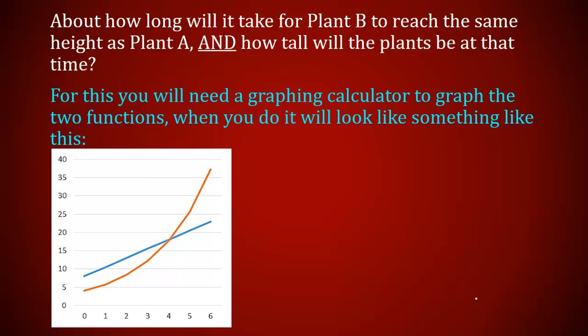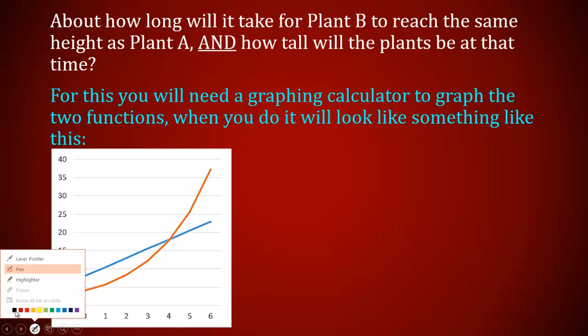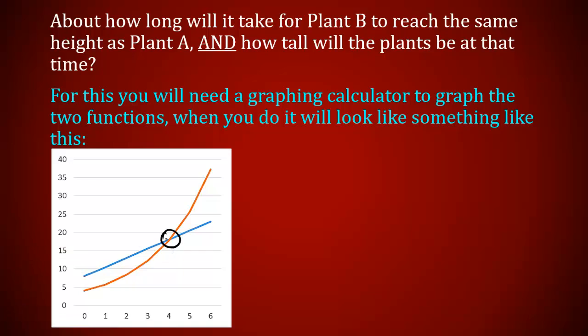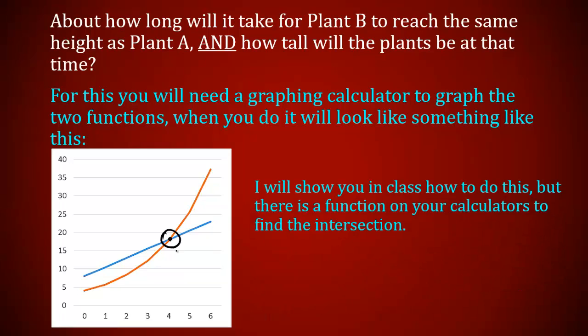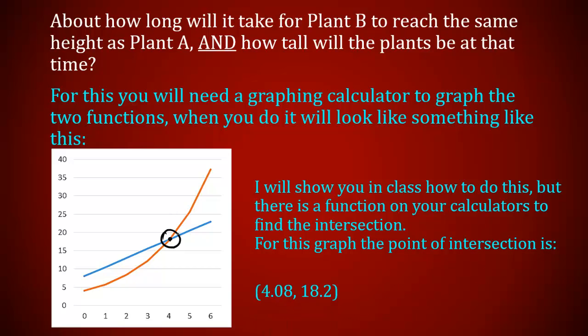All right, so to find the point where they're both going to be the same height at the same time, you need to find the point of intersection, which, let me change the color here. Let's change it to black. So that point of intersection is right there, okay, where the two lines cross. All right, so I'll show you how to do it in class. Don't worry. There's a function on your calculators to find the intersection. And for this particular graph, that point is at 4.08, 18.2, and that's just kind of an estimate because we're going to round to the nearest tenth or hundredth, whatever.